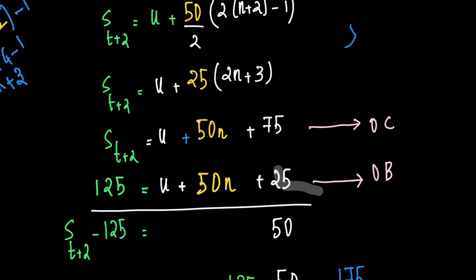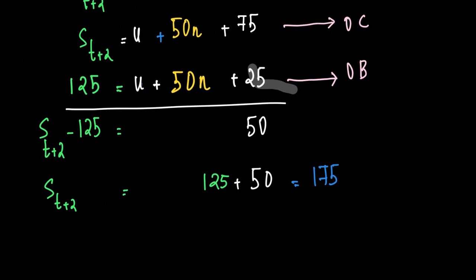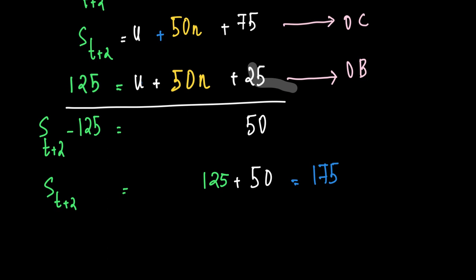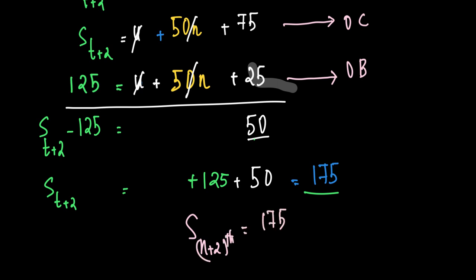So now if we compare these two equations and subtract them, what happens? We have u minus u equal to 0, 50n minus 50n equal to 0, and 75 minus 25 is 50. And on the LHS, S(n plus 2) minus 125. If you transpose this minus 125, it becomes plus 125 plus 50, which is plus 175. And therefore, the distance traveled in the n plus 2th interval would be equal to 175 meters.